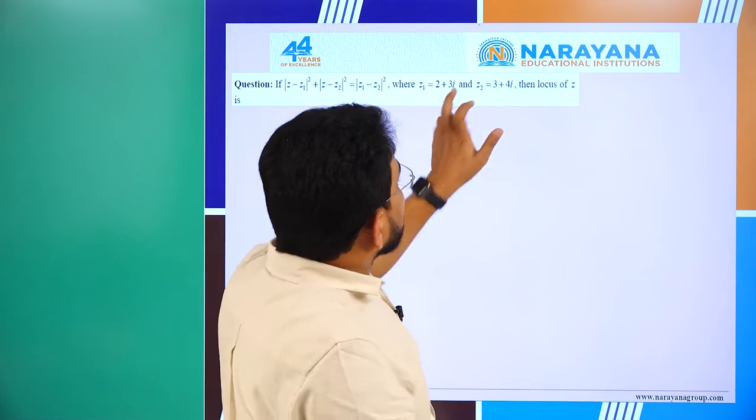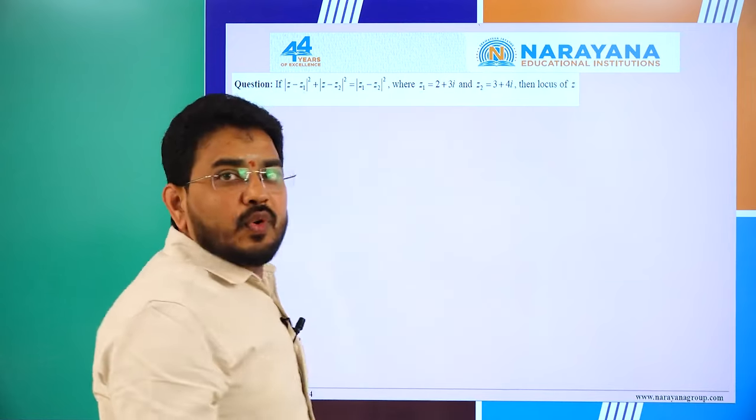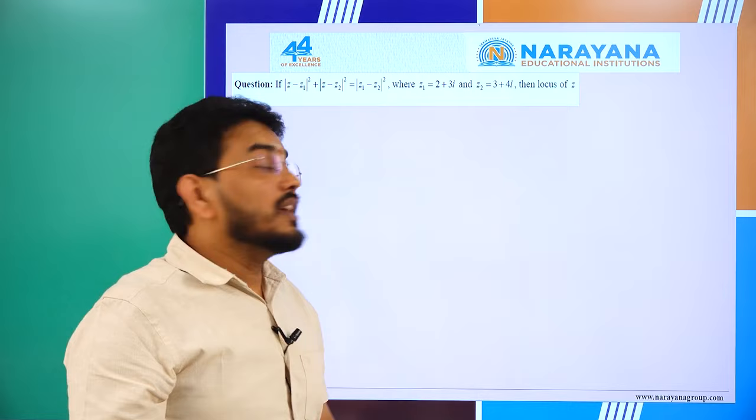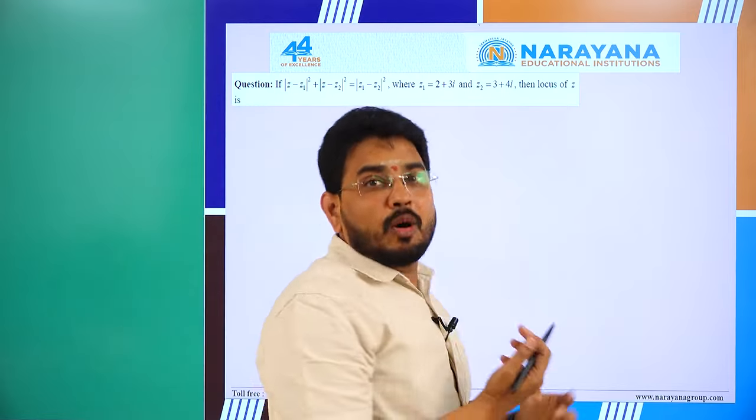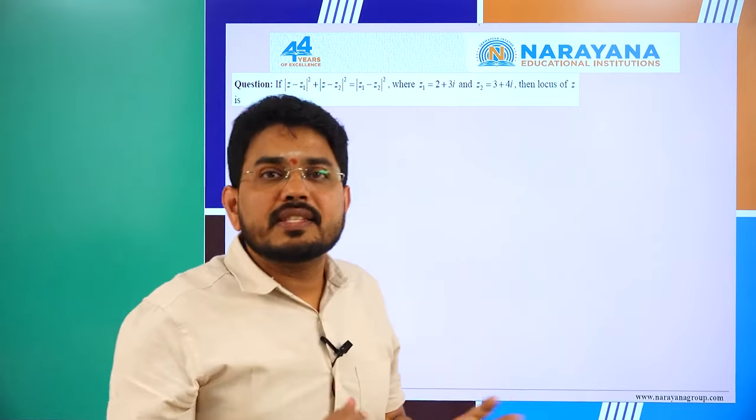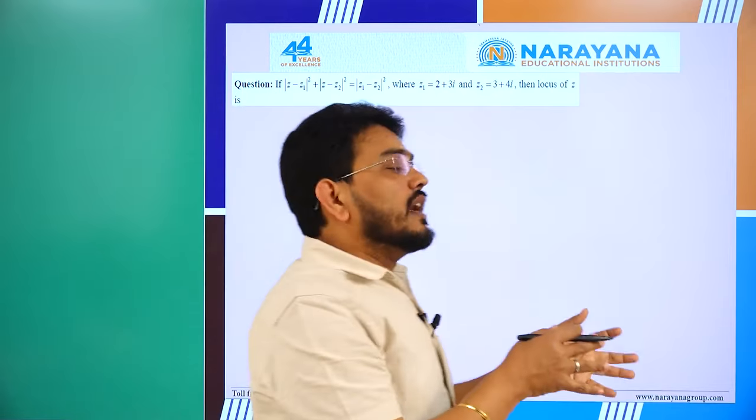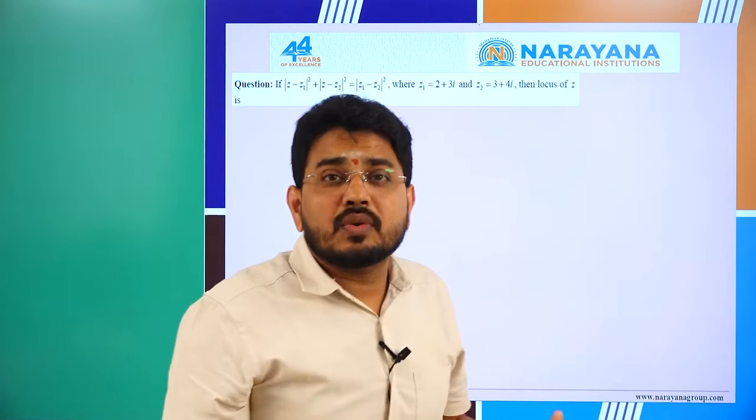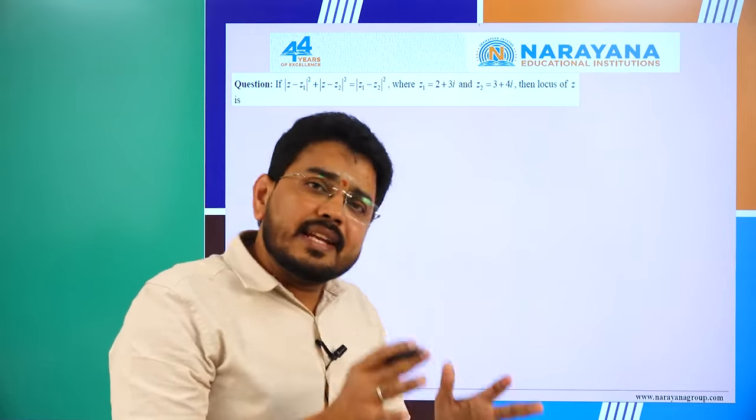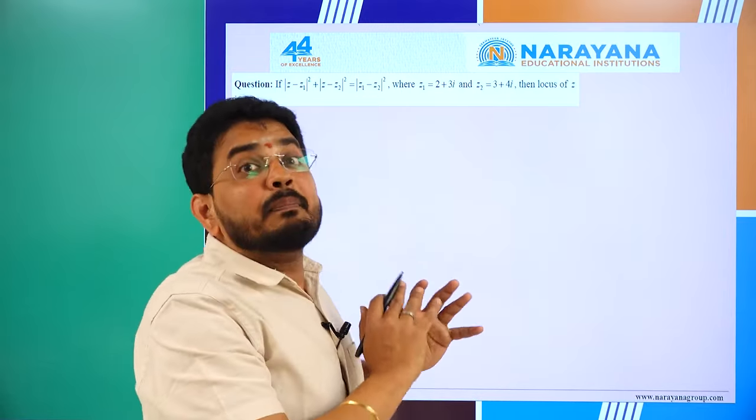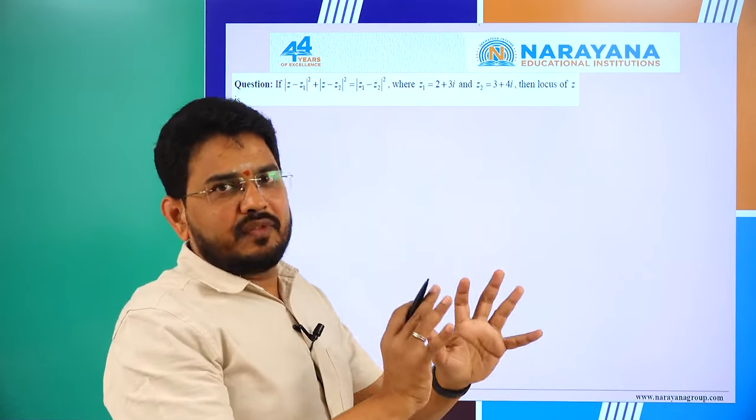Z1 is 2 plus 3i, Z2 is 3 plus 4i, a complex number question. Most of the students, when they look at complex numbers, they'll say, oh, this is a tough question. Or when they see permutation combination, no, this is out of the box type. No, you read the question carefully, understand the concept. They are not going beyond the concept, very straightforward.